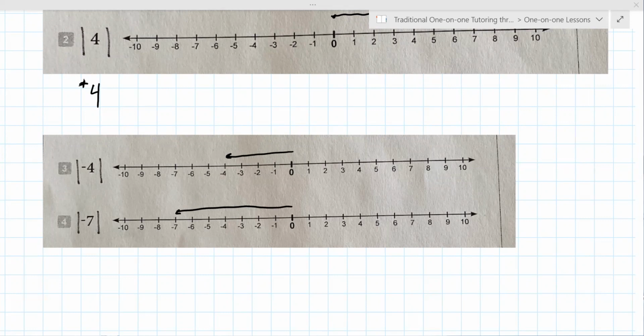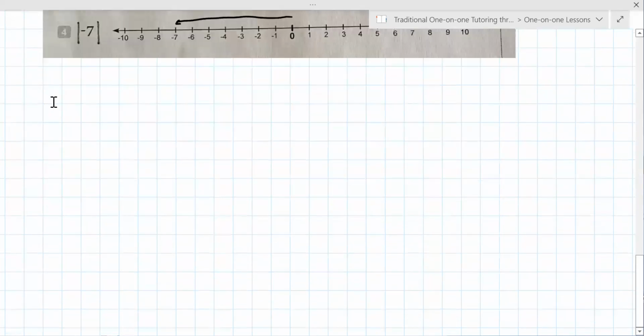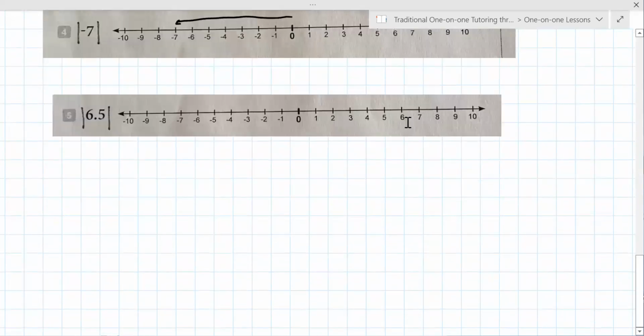Number 5 is 6.5. So this one is slightly different. It's a 6.5. And you said it perfectly. It's somewhere between 6 and 7. In fact, it's halfway. Right in the middle.